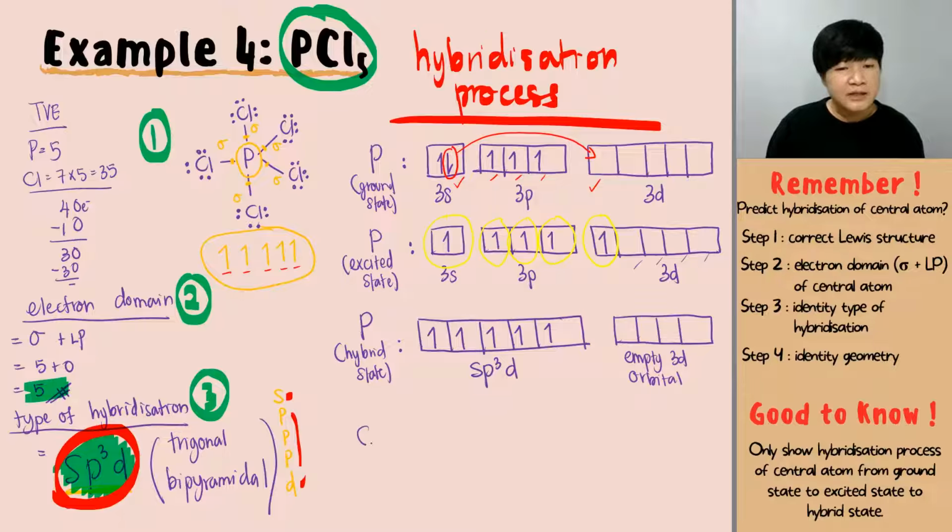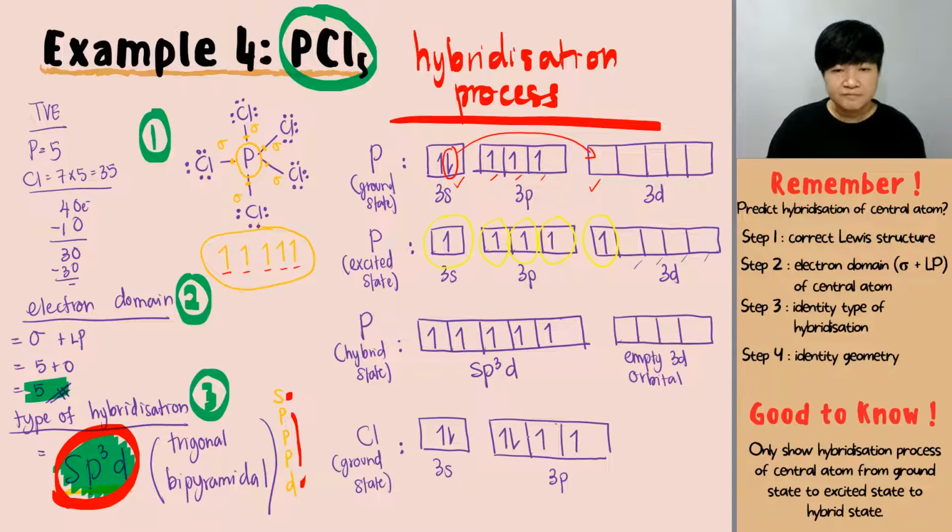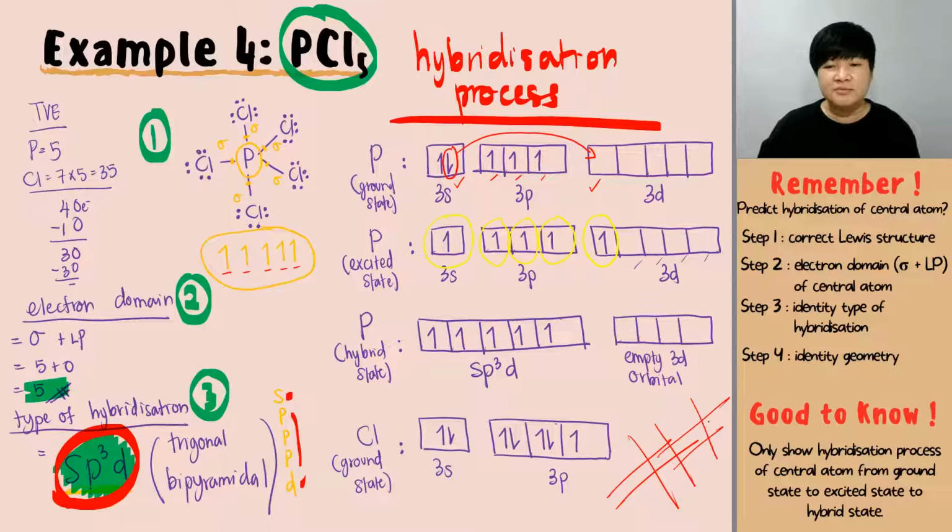While for the terminal atom, as we all agreed just now, we only show the ground state. So the ground state for the chlorine is your 3s2, having 2 electrons in the 3s, and then having 3p5. And this is the complete hybridization process of your PCl5.